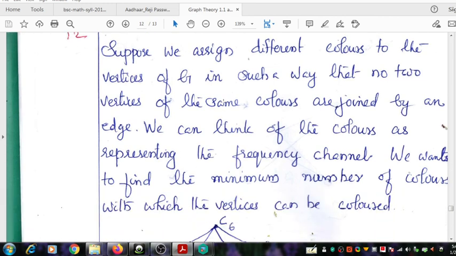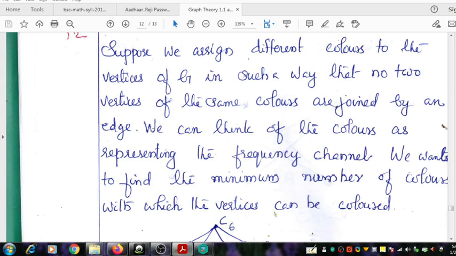And suppose we assign different colors to the vertices of G in such a way that no two vertices of the same color are joined by an edge.